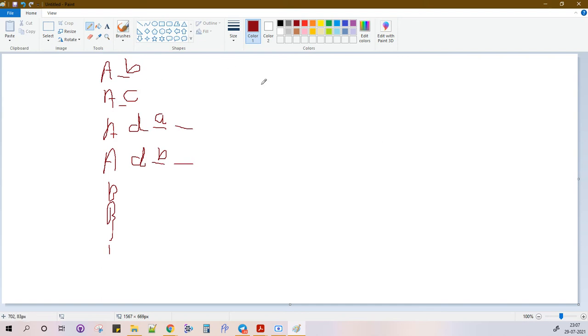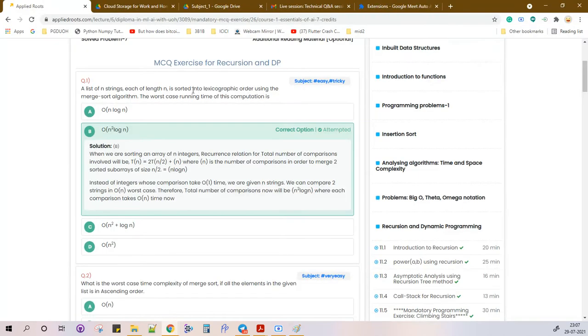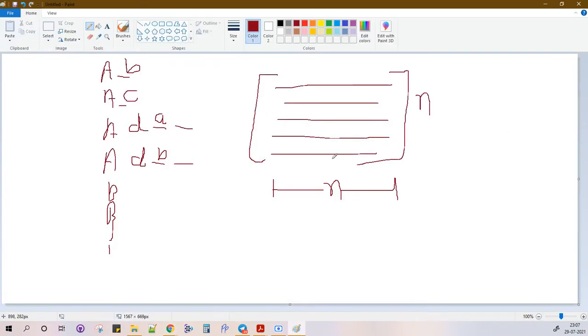Now, what do we have? We have n strings, and the length is also n, and it is solved using merge sort. So what is the time complexity of merge sort? Let's assume it is n log n. So how many problems do I need to solve? What I'll do, I will take the first letter and sort it. How much time will I take? n log n, yes or no?